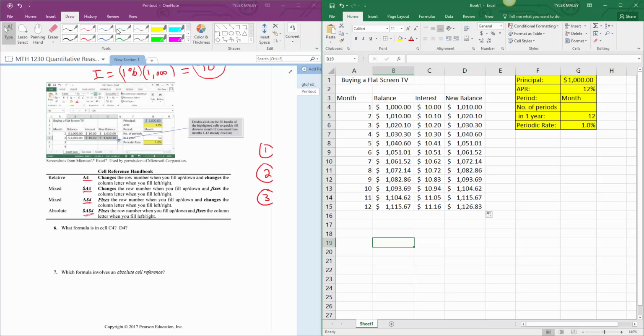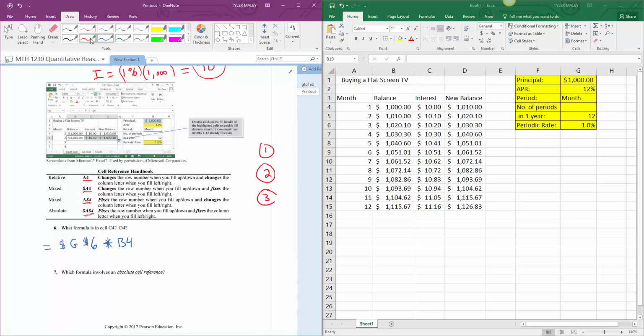All right, so let me fill these in. And again, a caution: when you enter a formula in Excel, make sure you always start with equals. So the formula that was in C4 was equals $G$6 times, and we show times in Excel with an asterisk, times B4. So that was for cell C4.